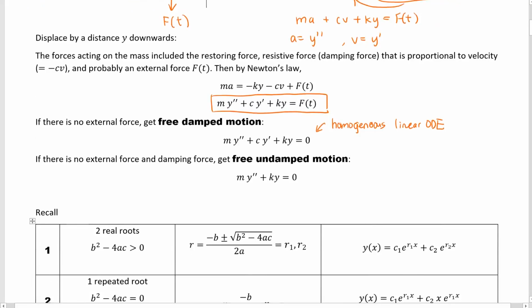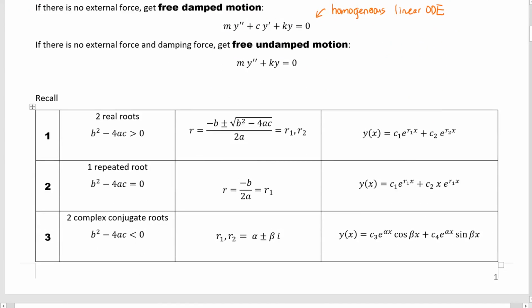Okay, so remember, when we have a linear ODE with constant coefficients, we solve the characteristic equation, right? So this characteristic equation is ar squared plus br plus c equals 0. And then for the roots, depending on the number of real roots, we have 3 cases. If we have 2 real roots, let's say r1 and r2, then our solution is in the form of c1 e to the r1 x plus c2 e to the r2 x. If we have 1 repeated root, let's say it's r1, then our solution is c1 e to the r1 x plus c2 x e to the r1 x.